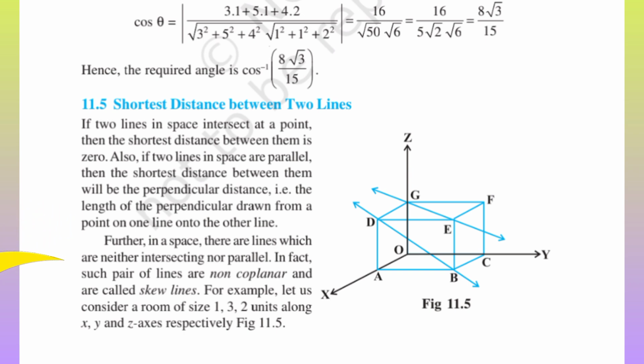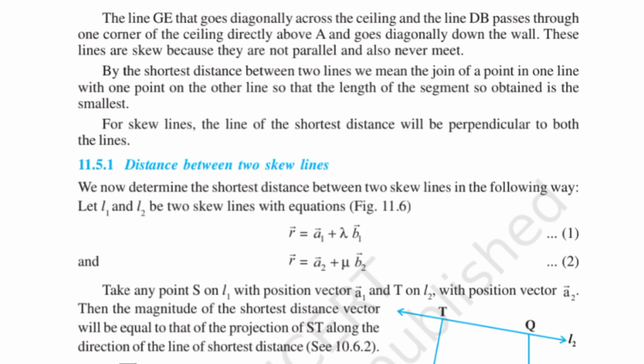For example, let us consider a room of size 1, 3, 2 units along the x, y, and z axes respectively. Figure 11.5. The line G that goes diagonally across the ceiling and the line DB that passes through one corner of the ceiling directly above A and goes diagonally down the wall. These lines are skew because they are not parallel and also never meet.